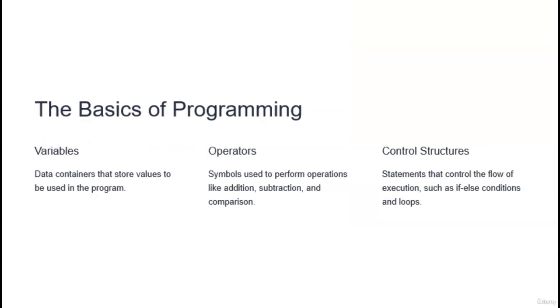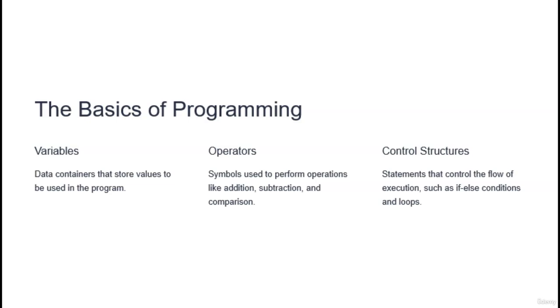Now, let's talk about the basics of programming. Before you write a program, you need to understand a few key concepts. First is variables. Variables are like containers that hold data. They store values such as numbers or text that your program can use. For example, if you're writing a program that calculates the area of a rectangle, you might have variables for the length and width of the rectangle.